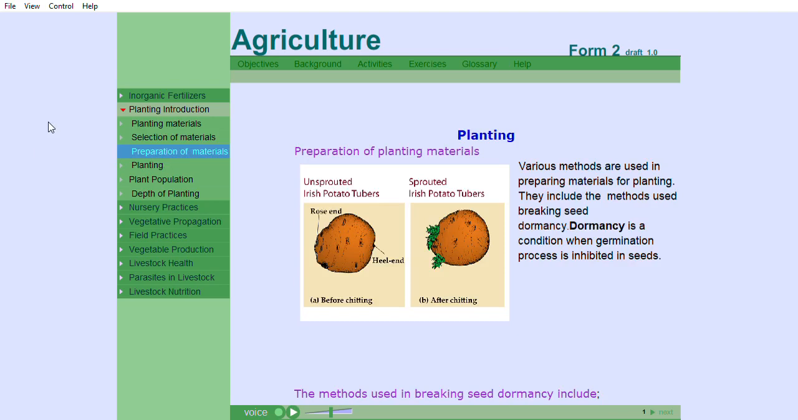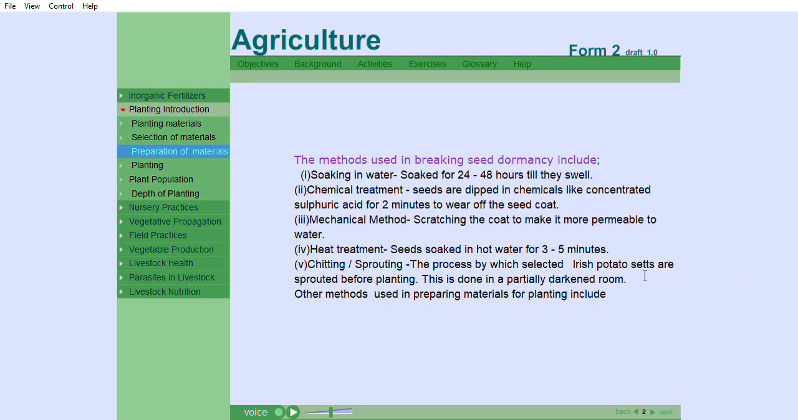Preparation of planting materials. Various methods are used in preparing materials for planting. They include the following: breaking seed dormancy. Dormancy is a condition when the germination process is inhibited in seeds. The methods used in breaking seed dormancy include soaking in water, soaked for 24 to 48 hours till they swell. Chemical treatment. Seeds are dipped in chemicals like concentrated sulfuric acid for 2 minutes to wear off the seed coat. Mechanical method. Scratching the coat to make it more permeable to water. Heat treatment. Seeds soaked in hot water for 3 to 5 minutes.